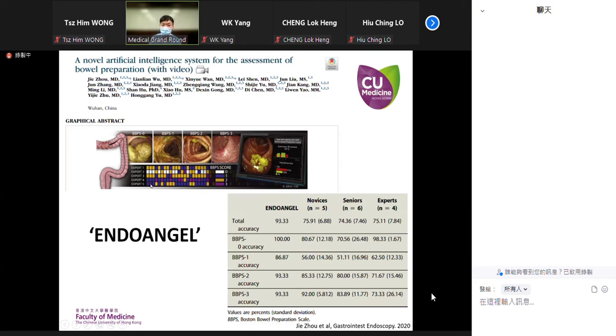In this score, it will divide the colon into the left colon, transverse colon, and right colon. And each segment will be given a score of 0 to 3 based on the amount of stool present in that segment. So we can see that the EndoAngel system can accurately assess the degree of bowel preparation and is superior to endoscopists, no matter whether the endoscopist is a novice, senior, or expert endoscopist.